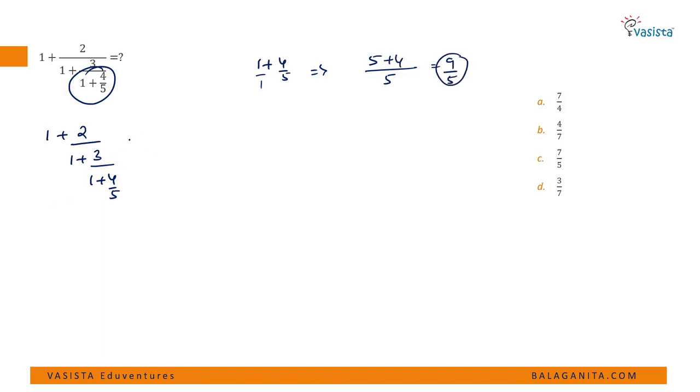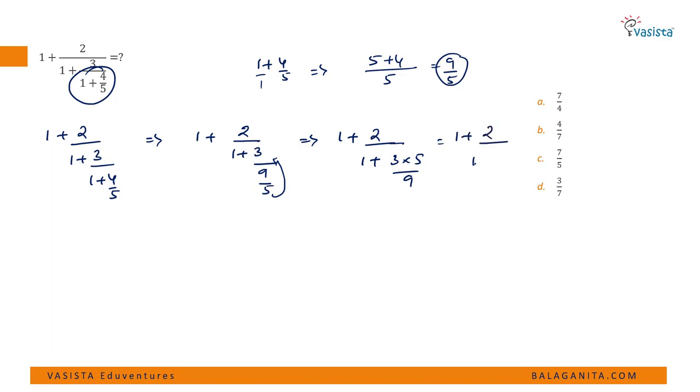So this gives 1 plus 2 by 1 plus 3 divided by 9 by 5, which we can rewrite. So this goes to the numerator, that is 3 into 5 by 9, which is nothing but 1 plus 2 by 1 plus 5 3s are 15 by 9.